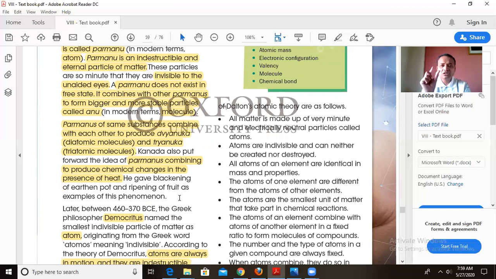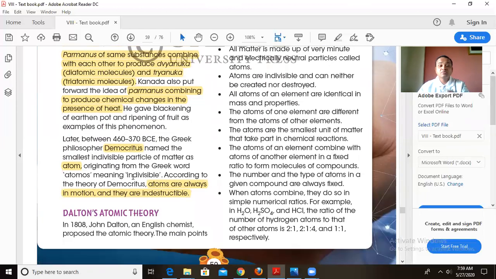And this term atom is derived from the Greek word atomos. And atomos means indivisible, that cannot be divided. So Democritus said that matter is made up of the smallest indivisible particles. And according to his theory, atoms are always in motion. They are continuously moving and they are indestructible.